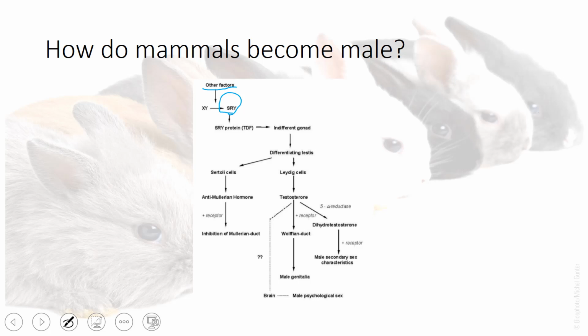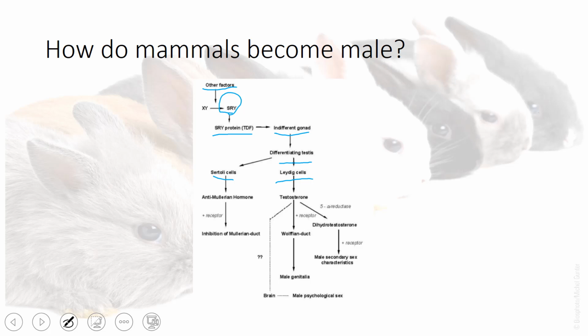As should be predicted, the SRY gene does have modifier genes, and interestingly enough, some of those modifier genes are on the X chromosome. But ultimately, if the SRY gene is transcribed and then translated into SRY protein, you are going to start the process of developing a male mammal. Once this SRY protein is translated, it will convert an undifferentiated gonad into differentiated testes made up of both Sertoli cells and Leydig cells.